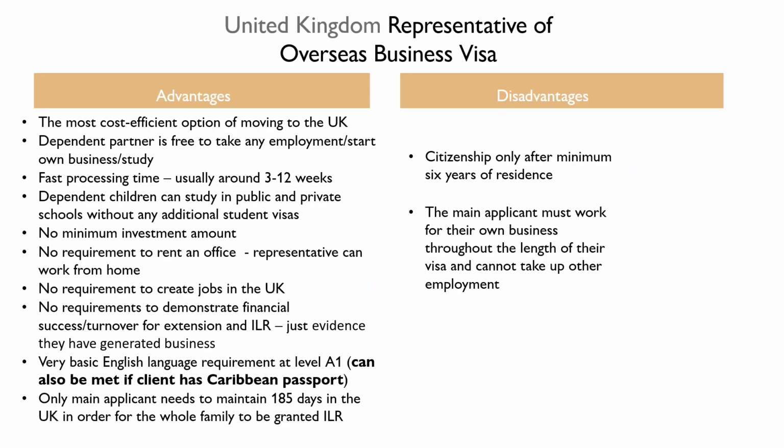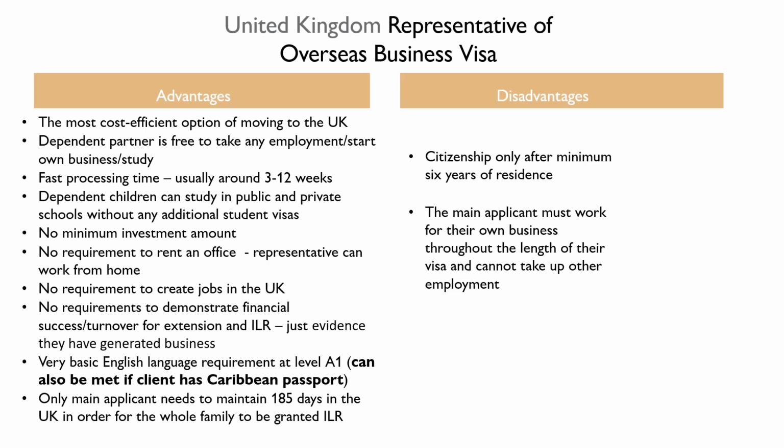The main advantages are it is really the most cost-efficient option of moving to the UK. Again, a successful application can be processed within, I would say, 6 weeks. We usually get the decision comfortably within 3 months, I can move anyone to the UK who qualifies. The English language requirement is very minimal. It's only at the level of A1, which I'm sure absolutely everyone in India can meet.